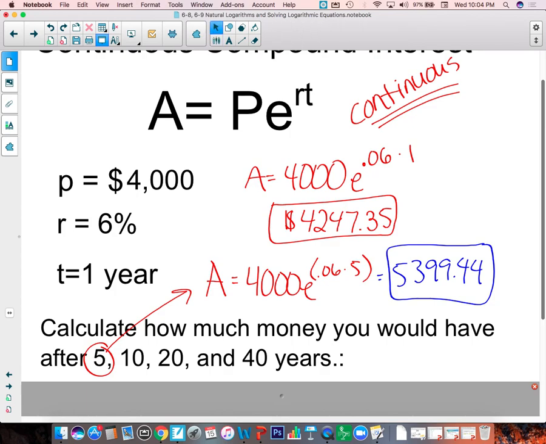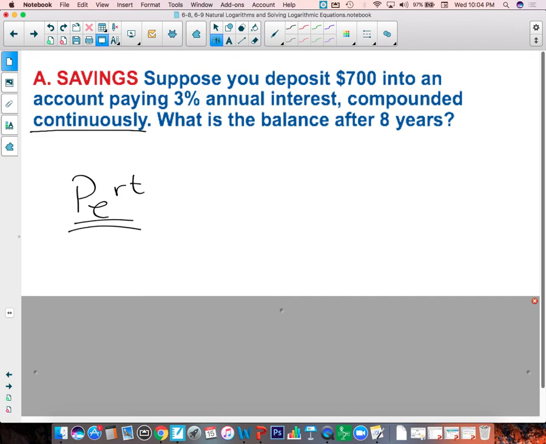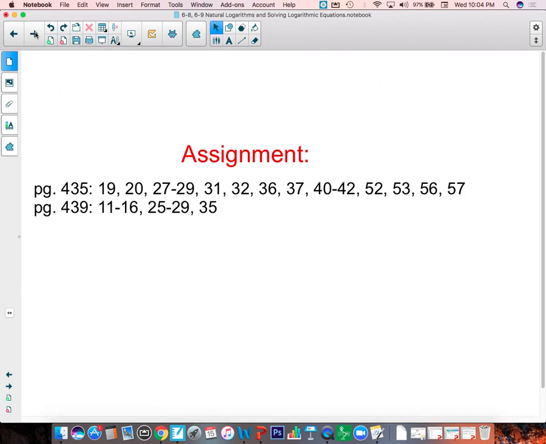So you're going to see some word problem with these, but you're going to be looking for continuously compounding interest. All right, so make sure you read carefully. So it'd be something like this. We're not going to do this one, but I see compounding continuously. That means that's going to be PERT. Okay? So be aware of that.